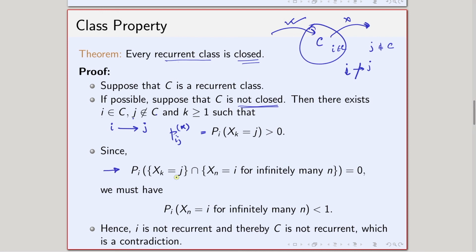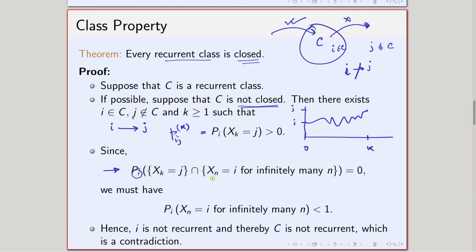Why? The reason being that the first one is nothing but I am starting from I, and the second is nothing but at the k-th step I am in j. So that means I start from 0 and I have time k here. Suppose this is the state I, this is the state j, I belongs to C, j does not belong to C. Now I am starting from I, and at time k I am at j. So it moves like that, and finally at time k it reaches there.